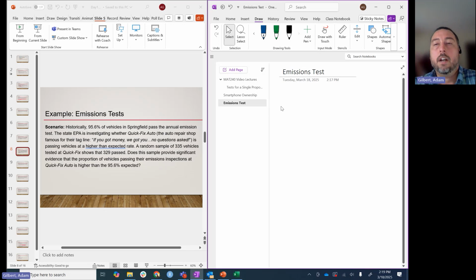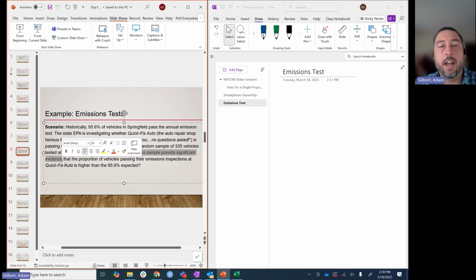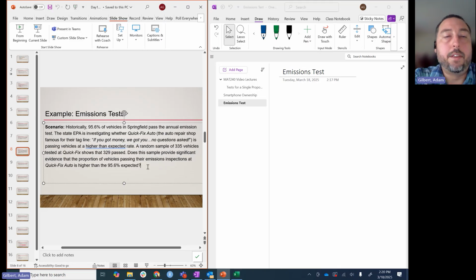All right. So we are running a test. We know that because we're wondering whether this sample provides significant evidence, and evidence is the key word there, that the proportion of vehicles here passing their emissions inspections is higher than the expected value. So we're not trying to estimate a proportion here. We are trying to test a claim. We're trying to investigate the value of one.